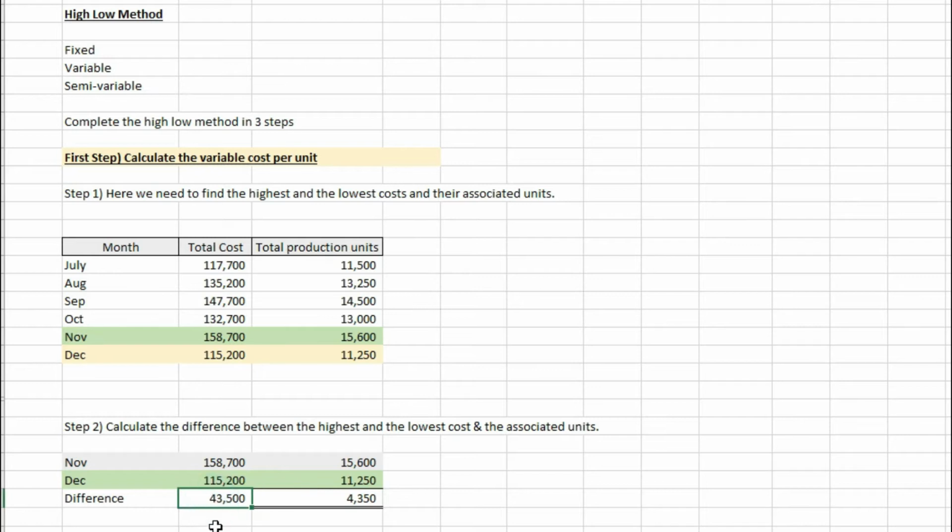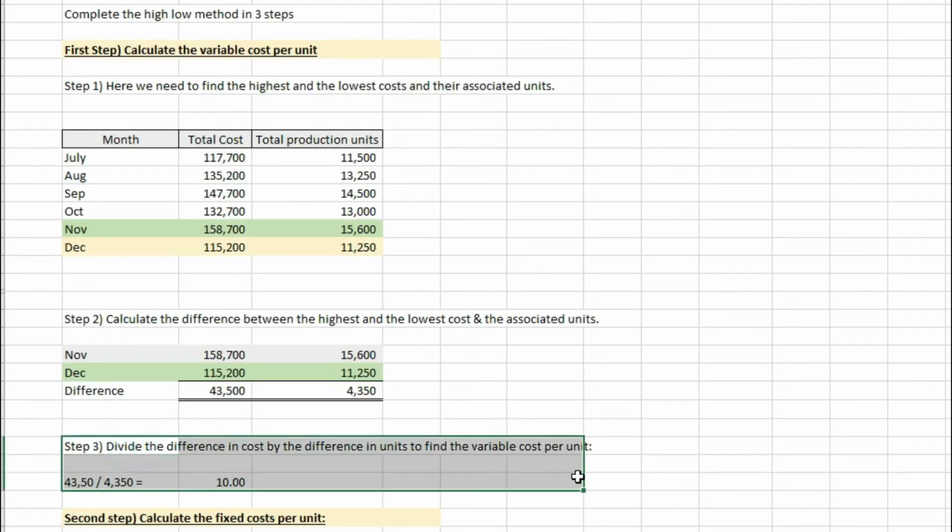Now, in order to work out the variable cost, all we're going to do is take this total cost of 43,500 and divide that by the 4,350 units, as you can see here. That gives us the variable cost per unit, which is £10 exactly. Next, we're going to calculate what the fixed cost is.